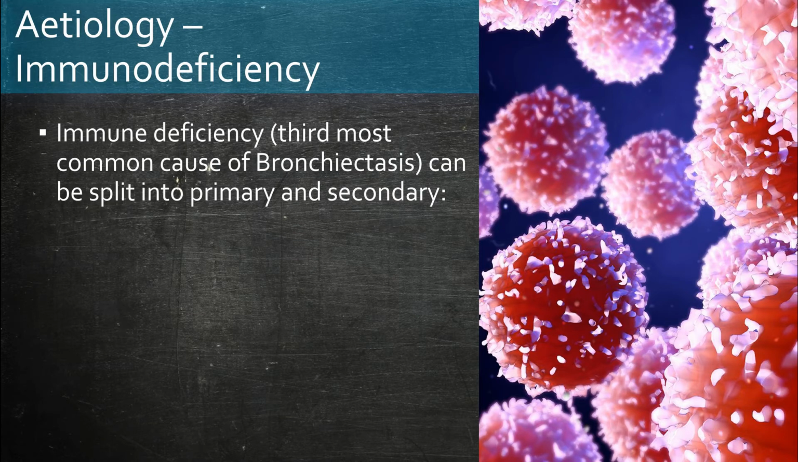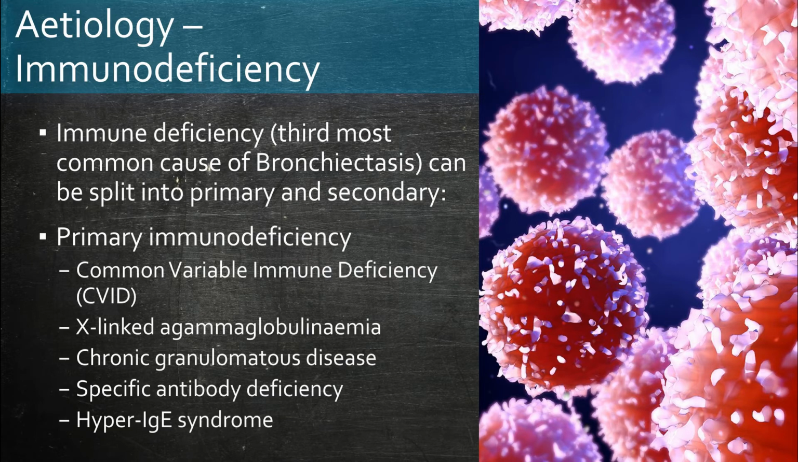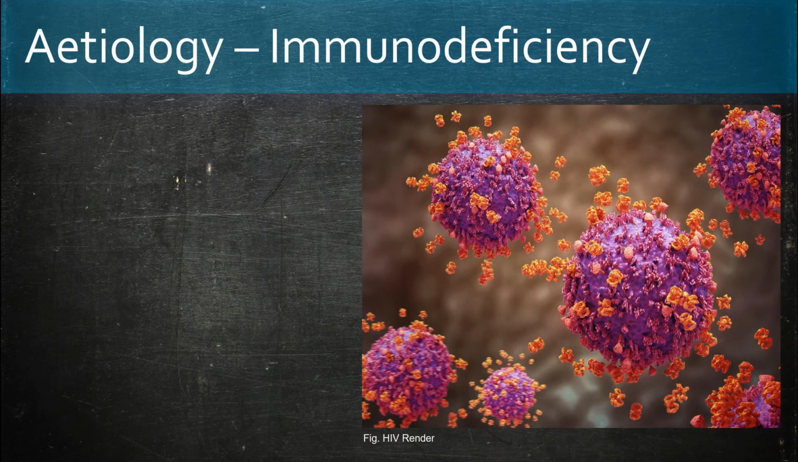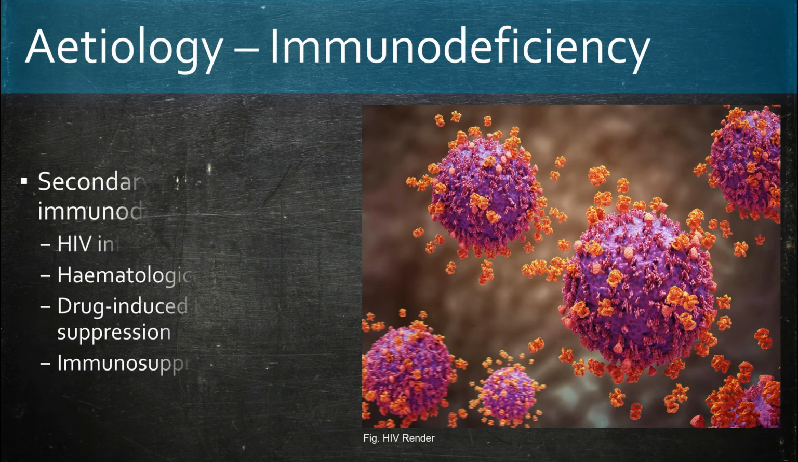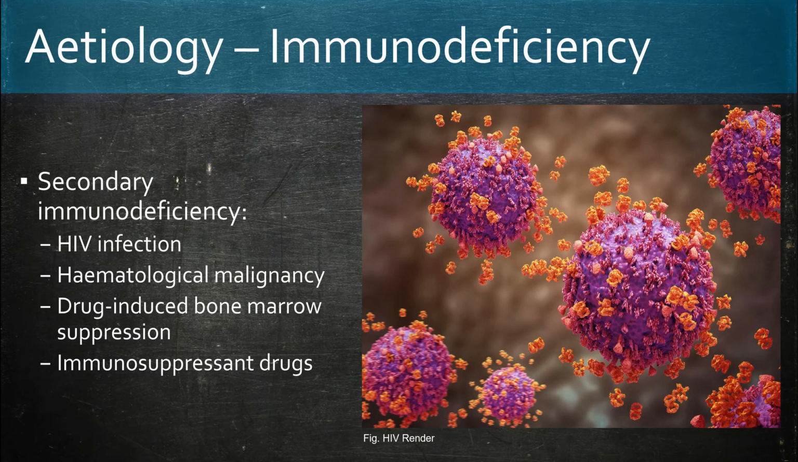Immunodeficiency is the third most common cause of bronchiectasis, being split into primary and secondary immunodeficiency. Secondary immunodeficiency includes HIV infection, hematological malignancy, and drug-induced bone marrow suppression.